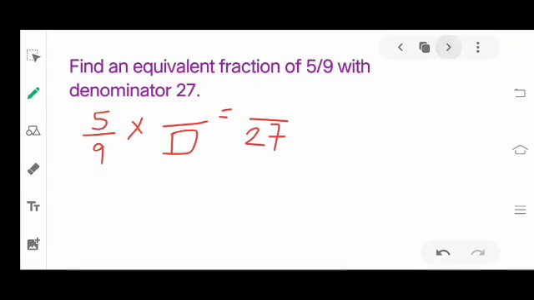Now, one more sum is there for your practice. Students, again, if you want, I am going to give you one more hint. 9 3s are 27. So again I am going to multiply the denominator and numerator by 3. So 5 3s are 15. So my final answer is 15 upon 27. Students, now you understand that we have to multiply the same number with numerator and denominator.